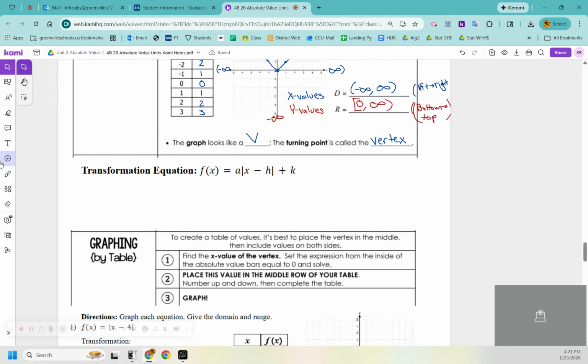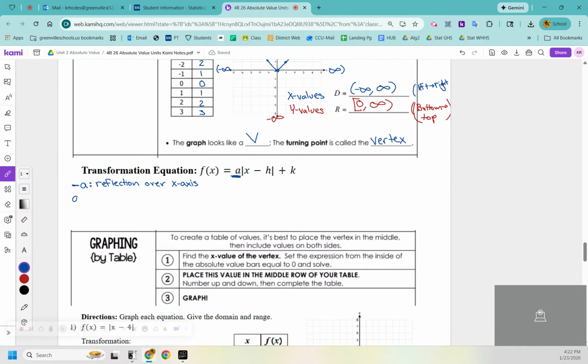Your transformation equation, there's 1, 2, 3 different parts of it. So if you're looking at A, I'm going to do A in blue. So a number in front of your absolute value bars. If it is negative A, it's going to be a reflection over the x-axis, which will make the V go down.